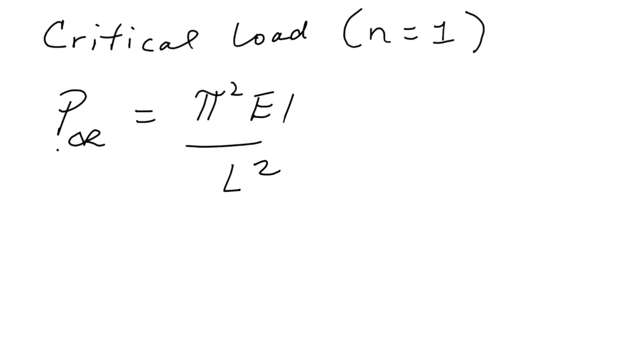Okay, so anything less than this load, you're going to be stable. Okay, you'll have a stable configuration. Anything greater than this load, and you're going to be unstable, meaning that all of a sudden the column could buckle or snap into a different configuration.